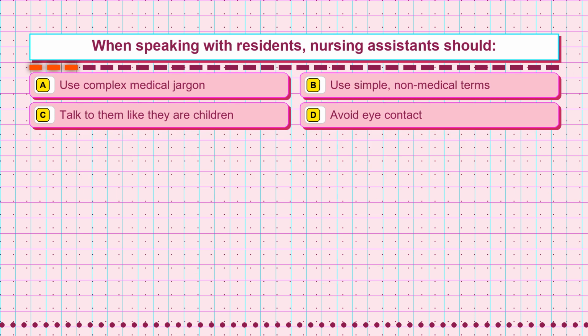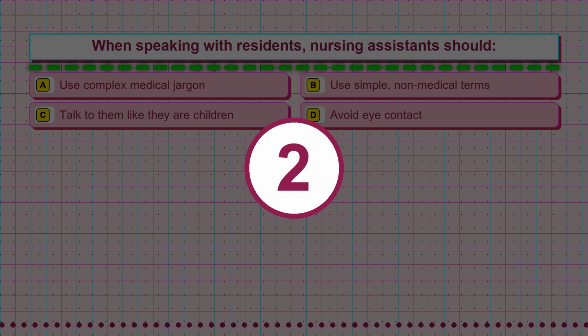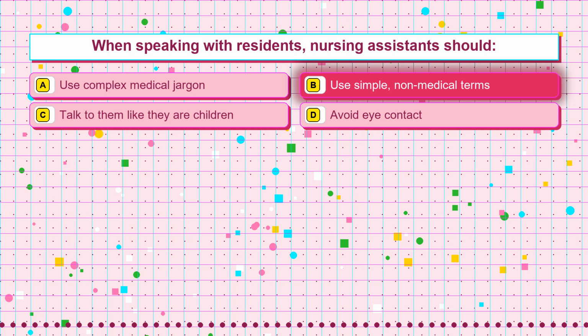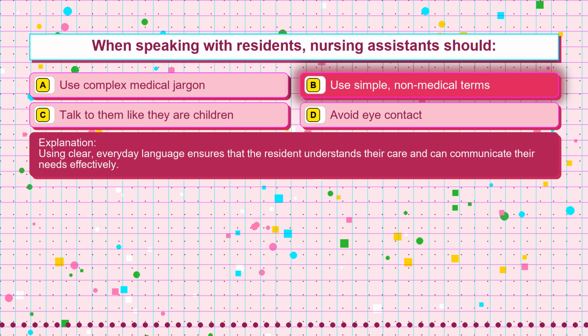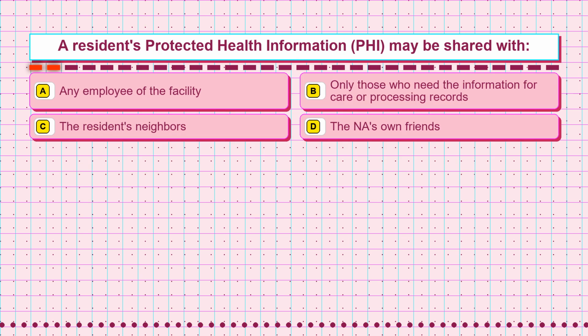Question 59. When speaking with residents, nursing assistants should: Option A, use complex medical jargon. Option B, use simple, non-medical terms. Option C, talk to them like they are children. Option D, avoid eye contact. The correct answer is option B. Use simple, non-medical terms. Using clear, everyday language ensures that the resident understands their care and can communicate their needs effectively.